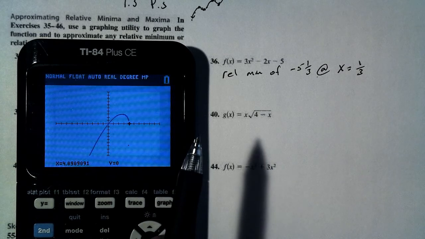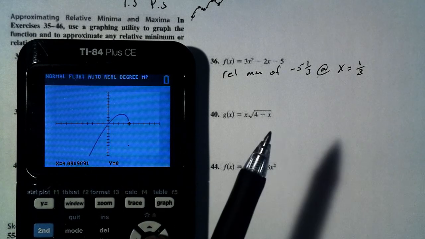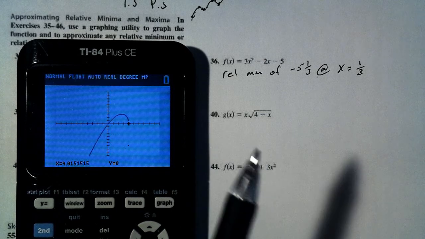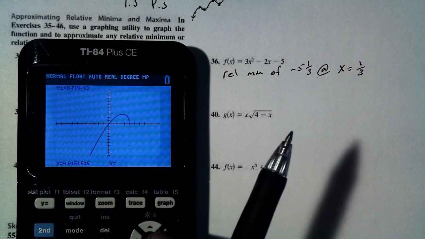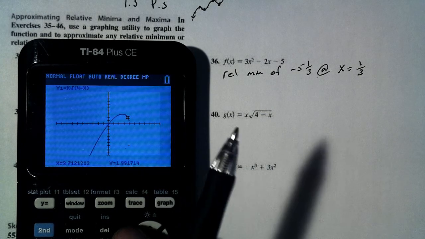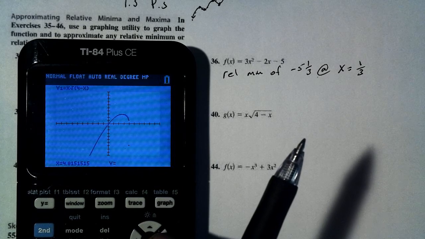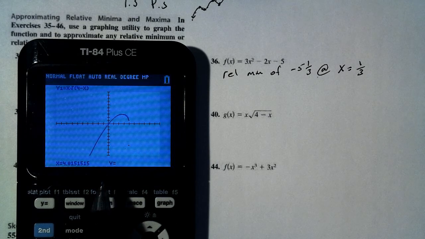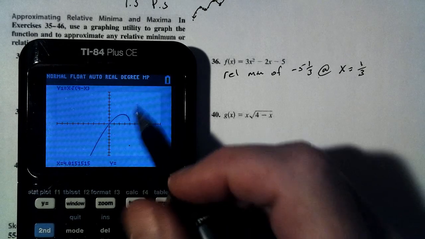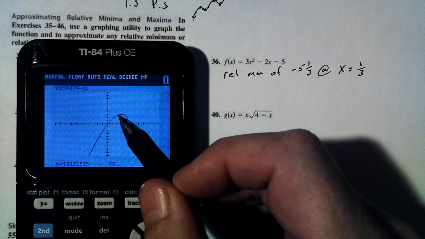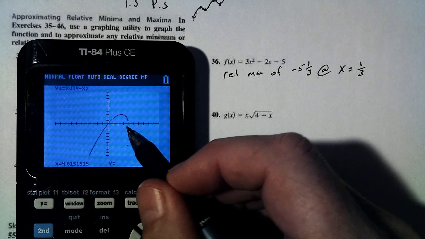If I step to the right of there, whoops, I'm not in trace. If I go back to trace, if I step to the right of there, anything to the right of 4 does not exist. Anyway, we have a relative maximum right up here. Now we don't have a relative minimum.